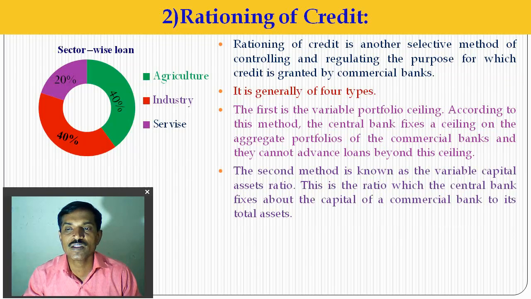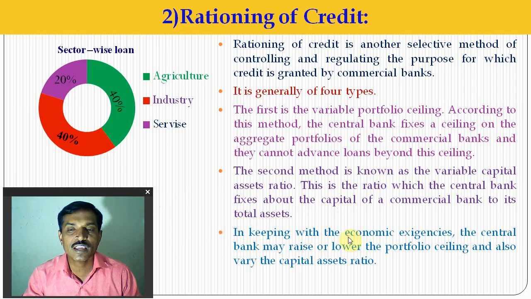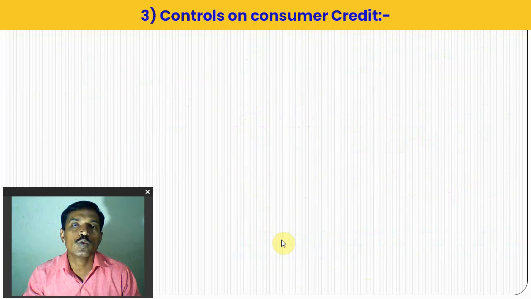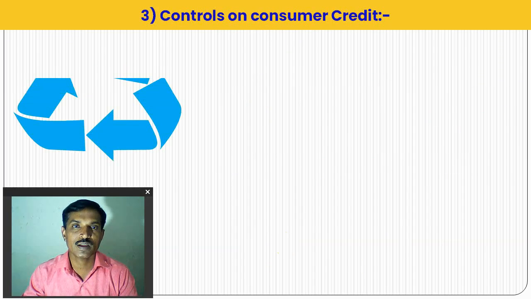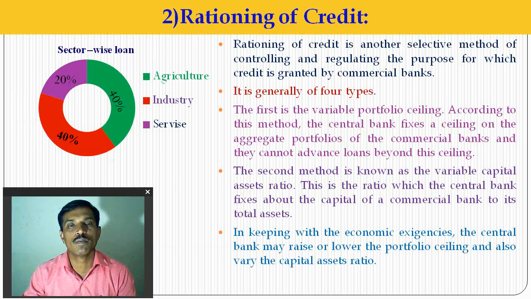The second method is known as the variable capital asset ratio. This is the ratio which the central bank fixes between the capital of a commercial bank and its total assets, and keeping with the economic exigency, the central bank may raise or lower the portfolio ceiling and also vary the capital asset ratio. So this is the rationing of credit, giving a fixed quota to each sector and a ceiling point.